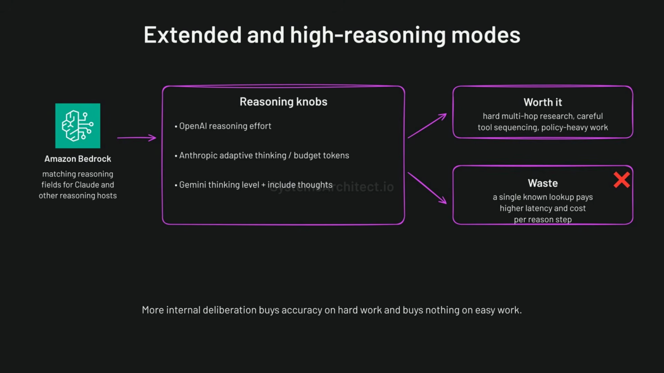Some frontier models offer extended reasoning modes or high reasoning modes that spend more tokens on internal deliberation before answering. In practice, you set knobs such as OpenAI reasoning effort, Anthropic adaptive thinking or budget tokens, and Gemini thinking level with include thoughts. Matching Bedrock fields cover Claude and other reasoning hosts. Hard multi-hop research, careful tool sequencing, and policy-heavy tasks often improve under those modes. Trade-offs are higher latency and cost per reason step. So for a single known lookup, that extra deliberation is usually waste.